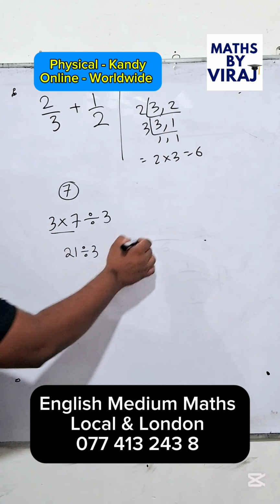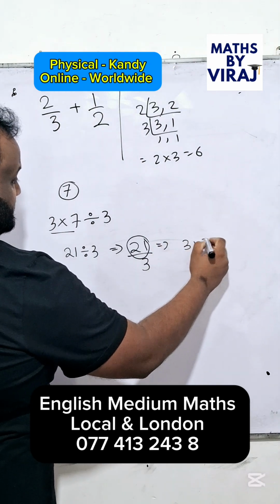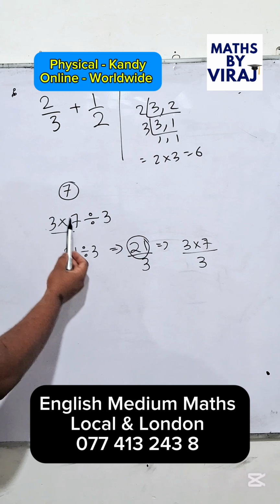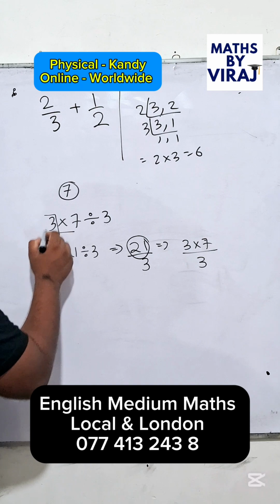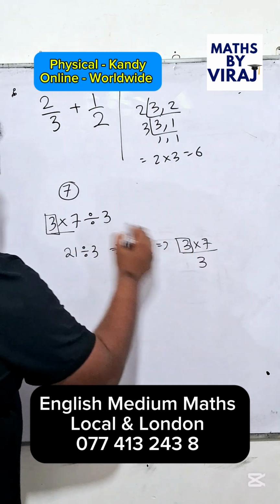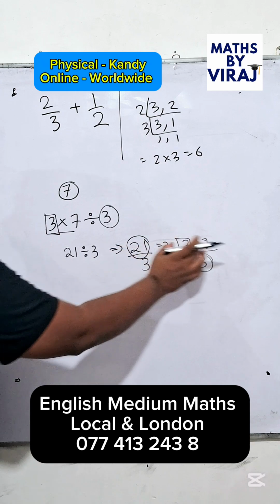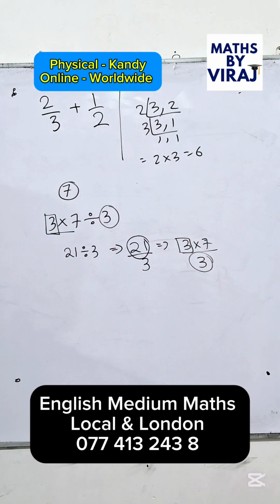Now this 21, how did you get 21? It was 7 times 3, which is divided by 3. Again 3 was multiplied by 7, again divided by 3. Now assume this 3 in here and this particular 3 over there. Multiplication as the numerator, division as the denominator.